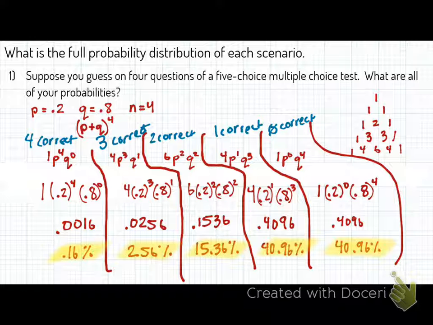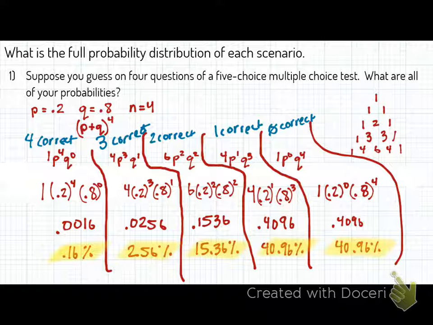Okay? So this is what happens when you guess on 4 problems on a 5-choice, multiple choice test. Do you have a high probability of getting the answer right or wrong? Does that make sense? Okay, so what's the probability of you getting all the problems wrong? What's the percent probability, everyone?